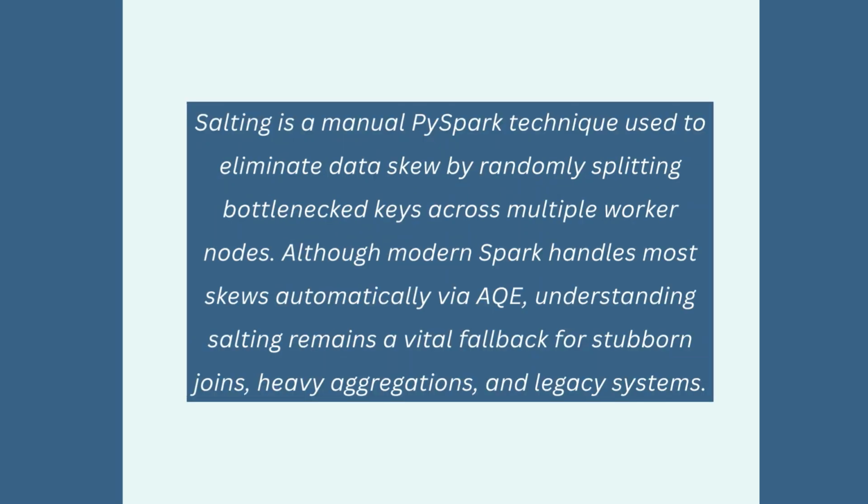To summarize, salting is a manual PySpark technique used to eliminate data skew by randomly splitting heavy keys across multiple worker nodes. Although modern Spark handles most skews automatically via AQE, understanding salting is still important to handle cases like heavy aggregations and legacy systems.